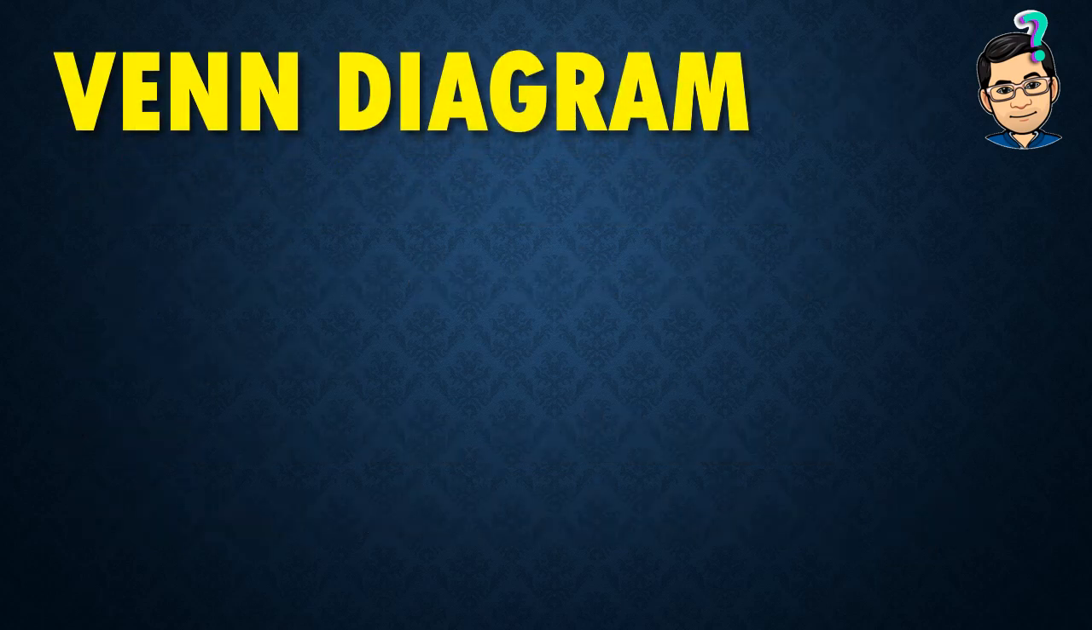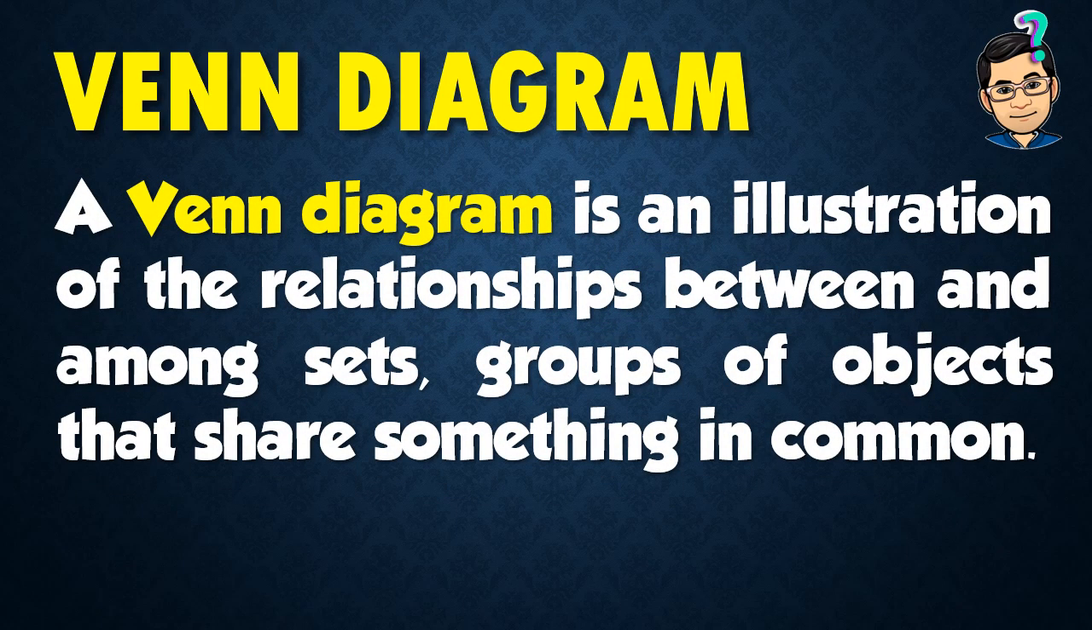So bago ko i-present sa inyo yung mga problems, magre-refresh muna tayo sa definition ng Venn diagram. So when we say Venn diagram, it is an illustration of the relationships between and among sets, groups of objects that share something in common. So kung matatandaan nyo yung Venn diagram, two overlapping circles na naka-enclose sa rectangle. And then meron siyang intersection na portion na parehong elements nung dalawang sets yung portion na yon.